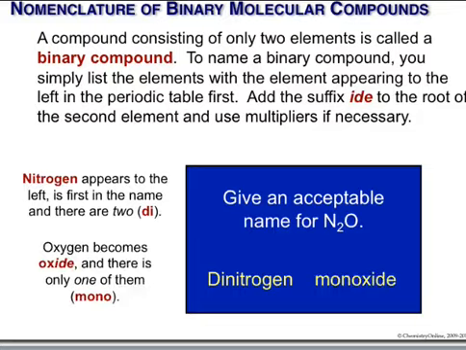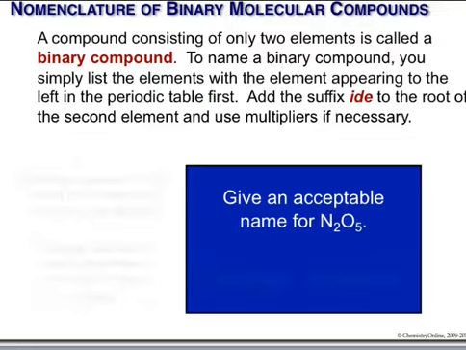Now, the multiplier for 1 is actually mono, isn't it? But if I wrote monooxide, I would have 2 O's in a row. And that just looks wrong. Looks funny. So we don't put them in there. Go ahead and write this one.